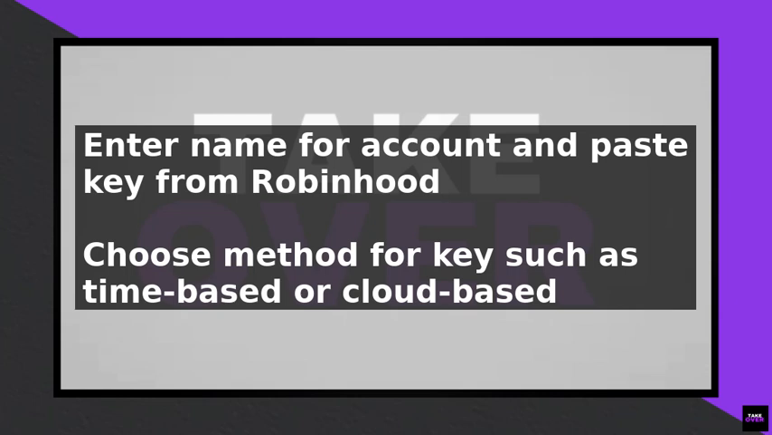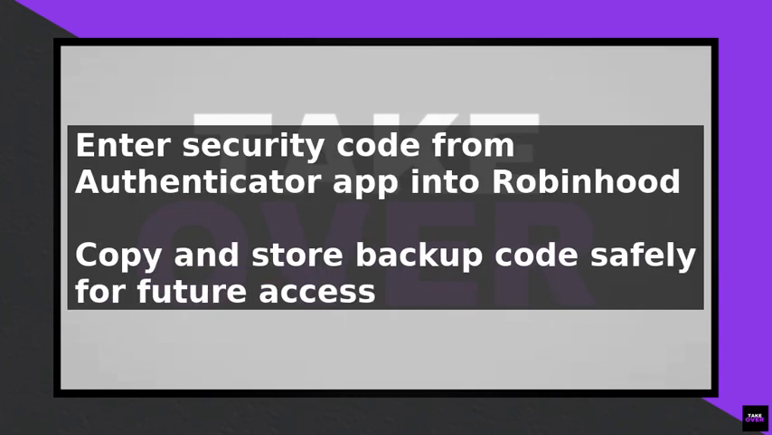Return to the Authenticator app, which will now display a security code or 6-digit code. Enter this code into the Robinhood app to complete the setup. You'll also receive a backup code, which you should copy and store safely in case you lose access to your device or authenticator account. Once you've copied the code, click Continue to finish the process.